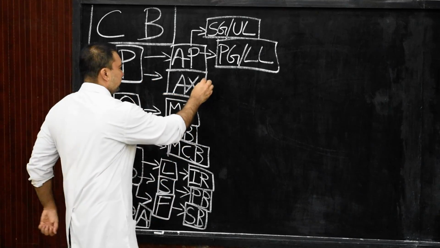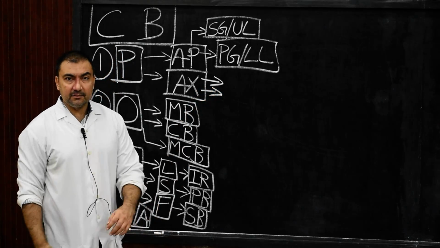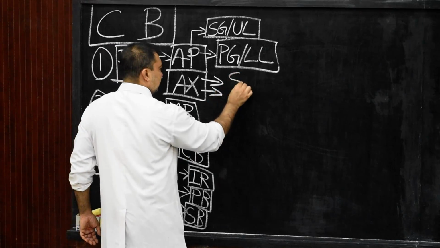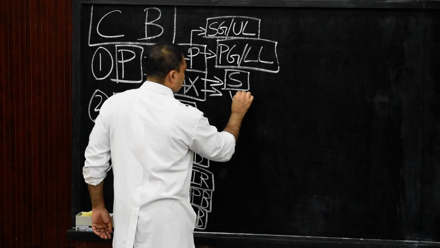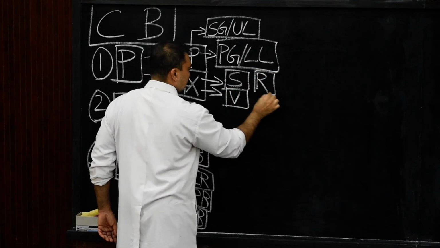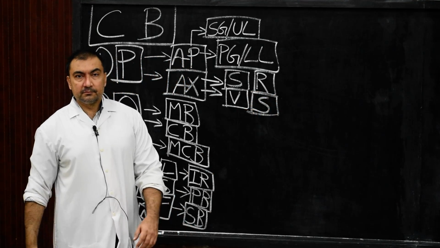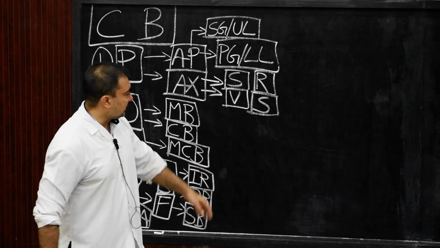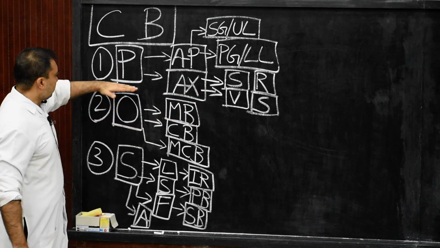Now axial. What is axial skeleton? It consists of skull bones along with vertebral column, along with ribs, along with sternum. So skull bones, the vertebral column, the ribs and sternum, they constitute the axial skeleton. So therefore, first part is over.